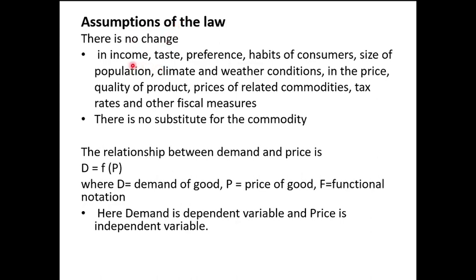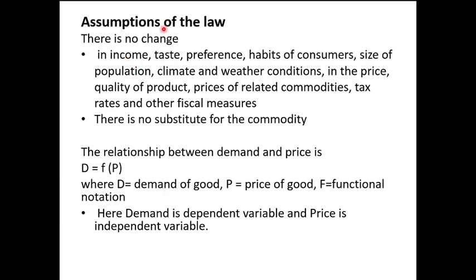So first of all, you have to say there is no change in income. Second one, taste. Third one, preference. Fourth one, habit. Fifth one, size of the population. Sixth one, climate and weather condition. Then price and quality of the product. Next, prices of related commodity. Then the ninth one is tax rate and fiscal measures. And the tenth one is there is no substitute for the commodity.